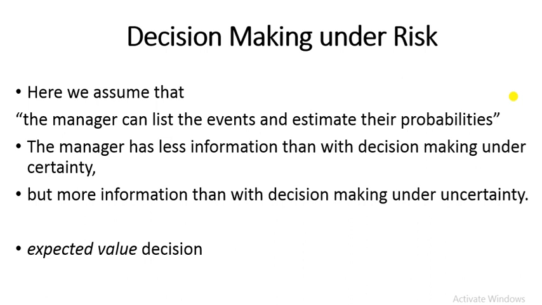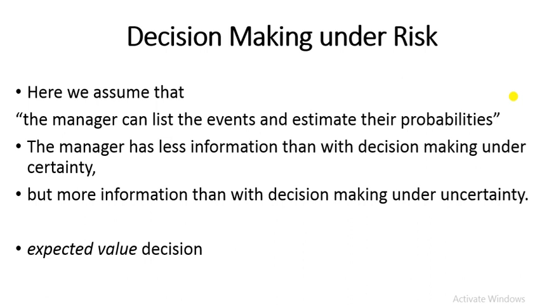The next thing he is talking about is that the manager has less information than with decision making under certainty. It means the manager has some information, but he is not very sure about all the events and their probabilities. But the manager has more information than when he is taking a decision under uncertainty. So in this case, it is an in-between case of decision making under the certainty situation and decision making under the uncertainty situation.